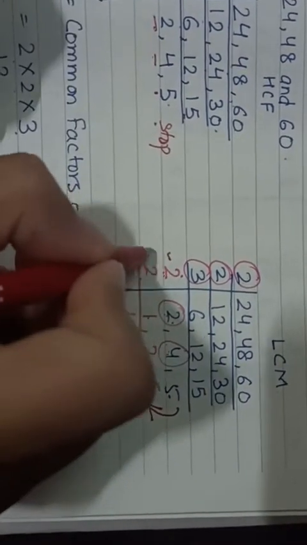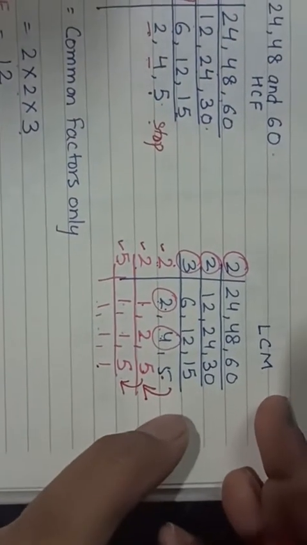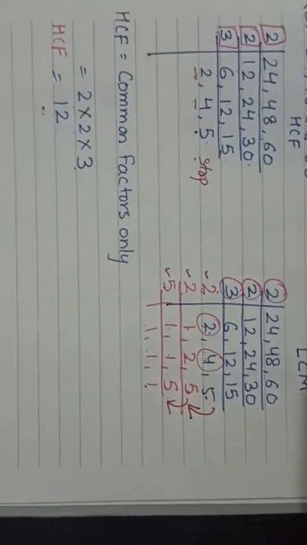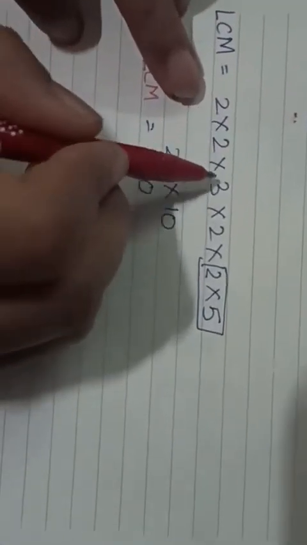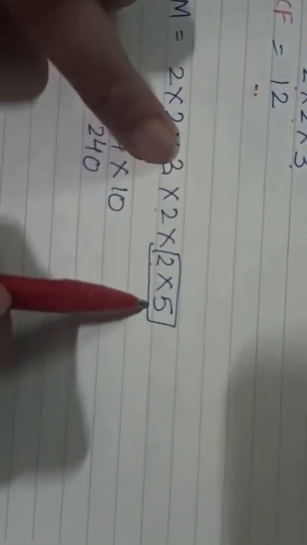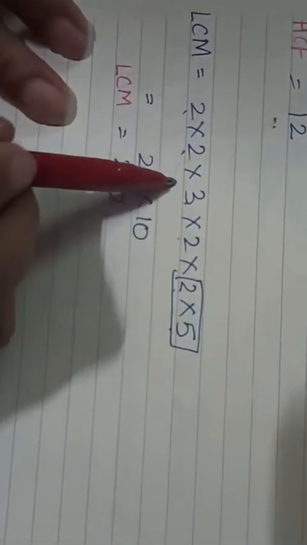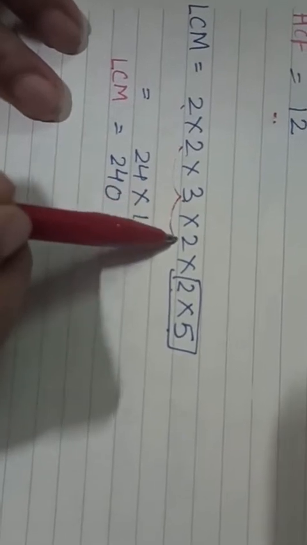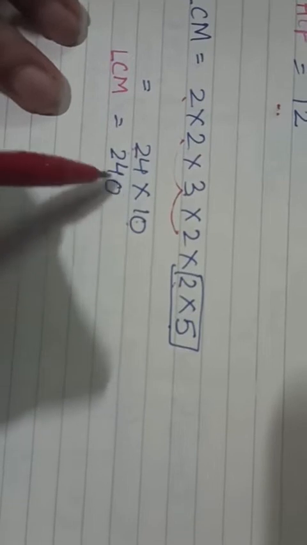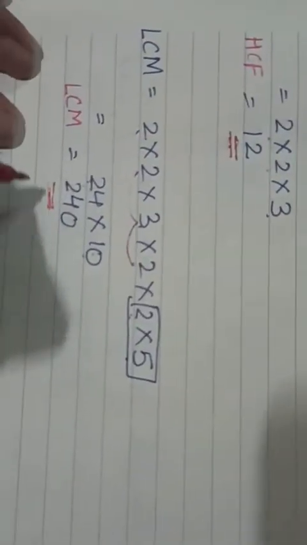That means these are the add-ons in the list of common factors when we find the LCM. So for LCM we have 2, 2, 3 and these 2, 2, 5 also. So by regrouping I am multiplying. 2 2s are 4, 4 3s are 12, 12 2s are 24. I have written 24 and this 2 5s are 10. So 24 into 10 is 240. HCF is 12, LCM is 240.